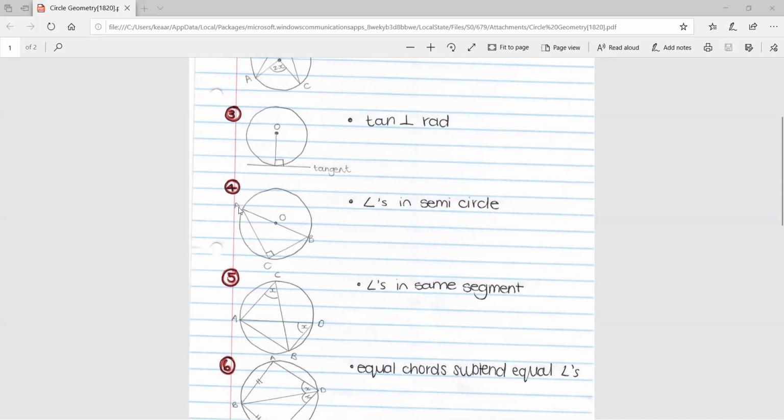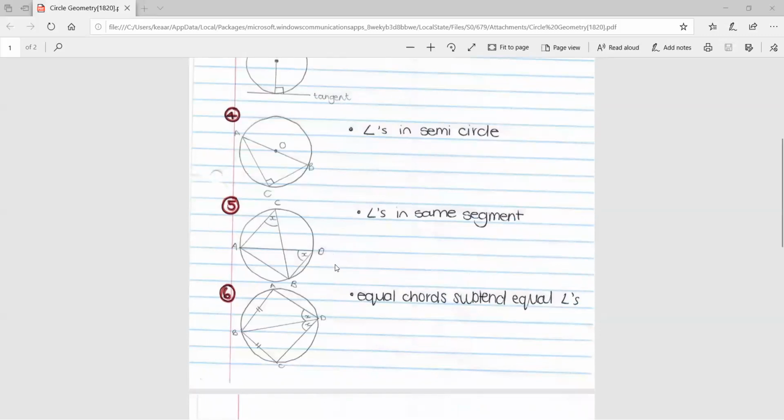This theorem states that if this is the diameter and AC and BC are chords and each point touches the circumference, the size of this angle will be 90 degrees. You can then say, therefore, angles in a semicircle. That would be your reason for this.